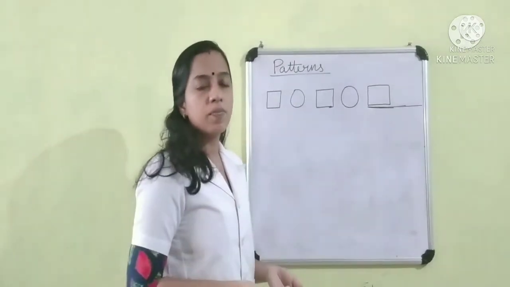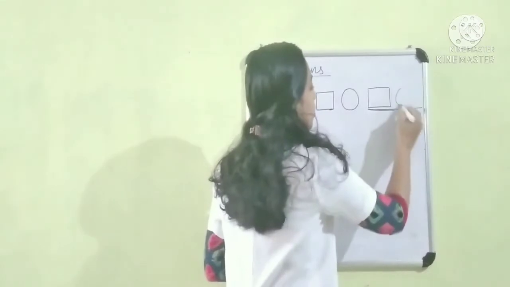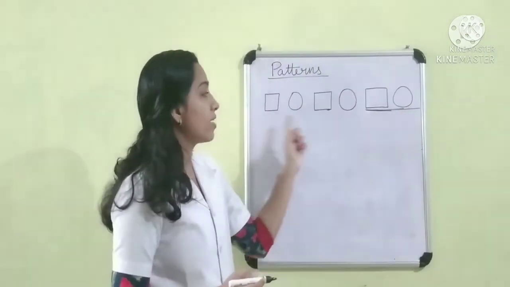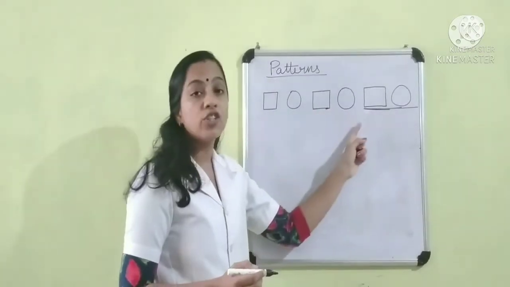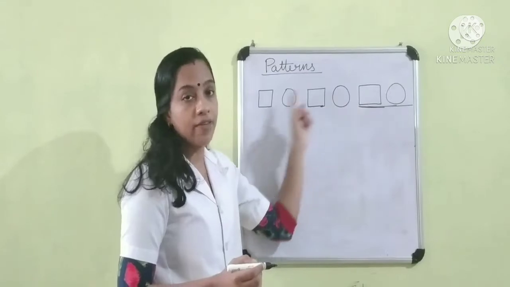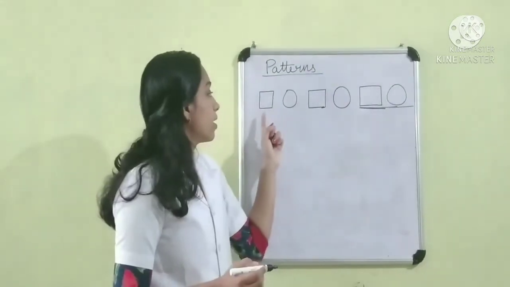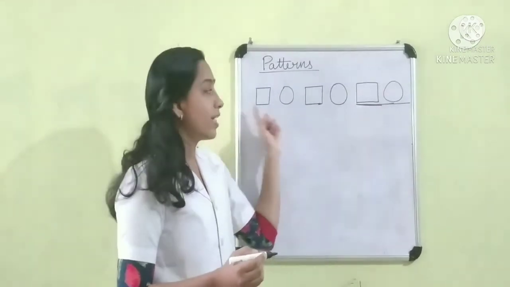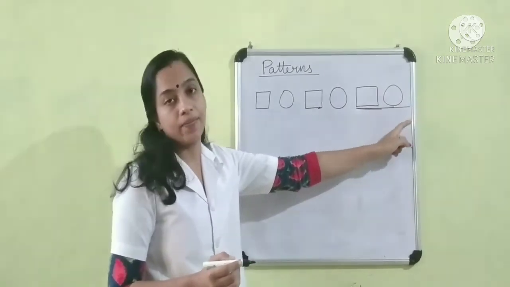Then what is the next shape? Yes, it's a circle. So this is a pattern. Here we can see an order, a repeating arrangement of shapes like square and circle. So in this way we can continue this pattern.